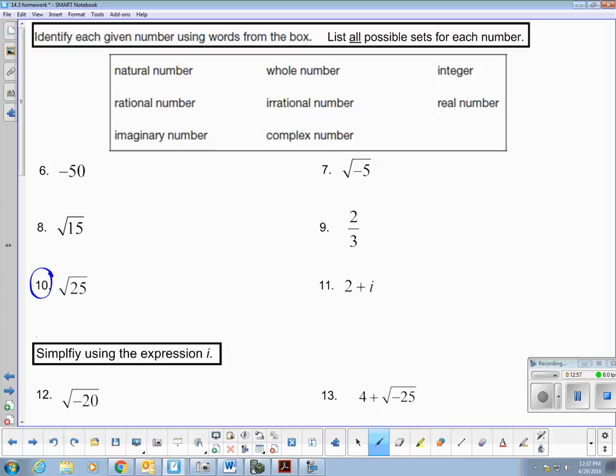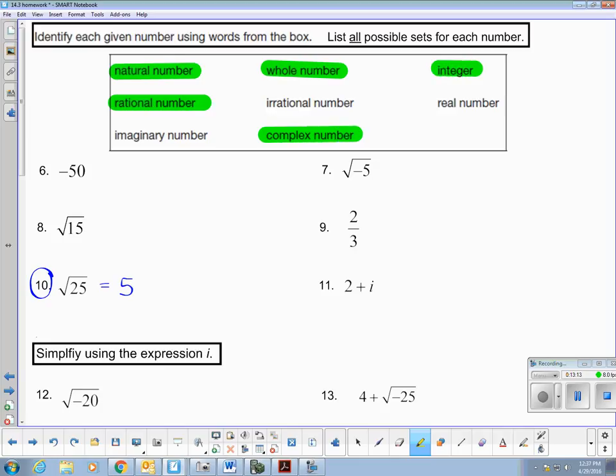Number 10, the square root of 25 is equal to 5. Therefore, natural number, rational number, whole number, complex number, integer, and real number.